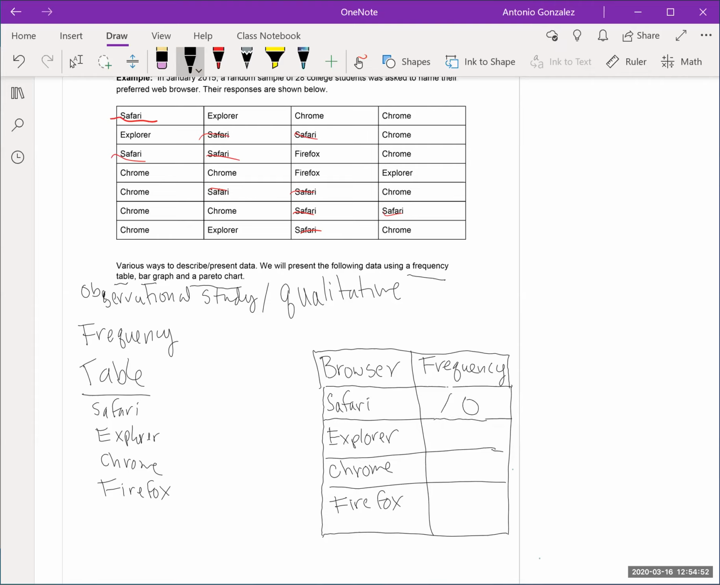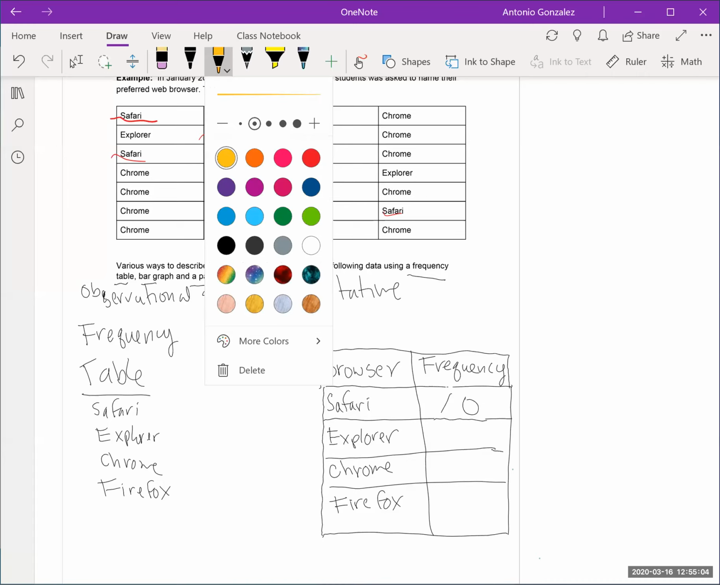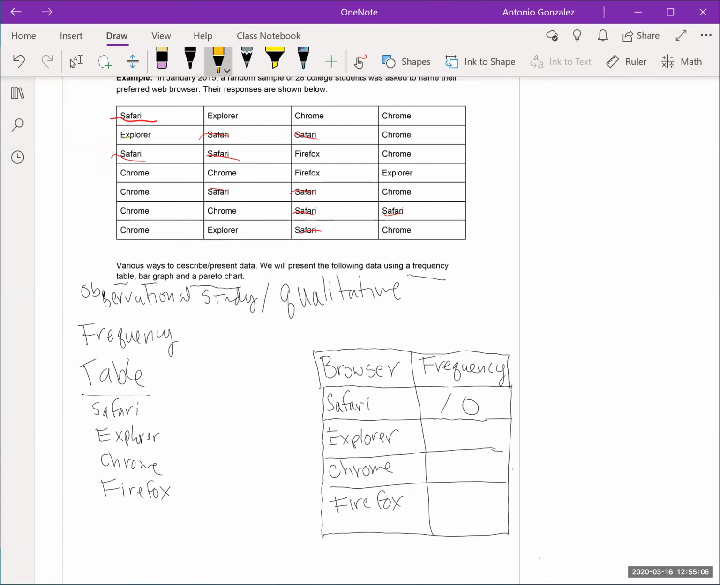All right, and then do the same thing here. We have Explorer, and it looks like for Explorer, we have one, two, three, four. Thank you. So we have 4 people that use Explorer.